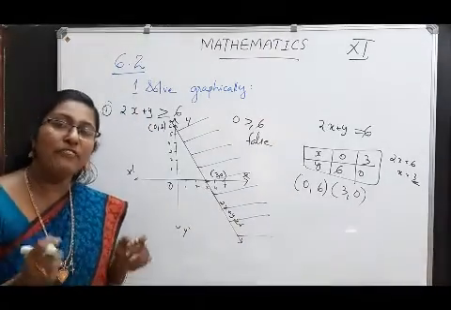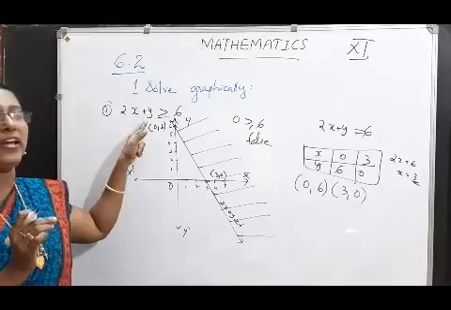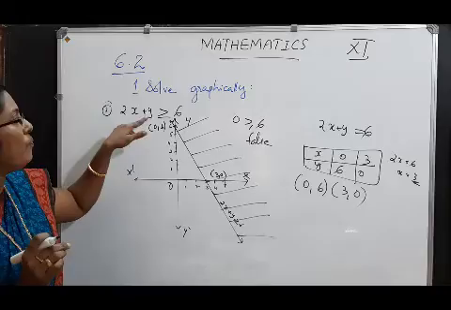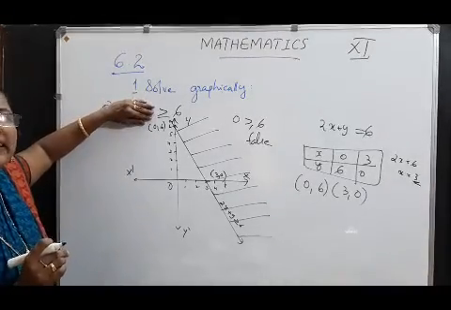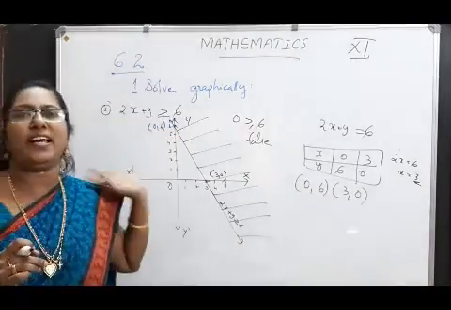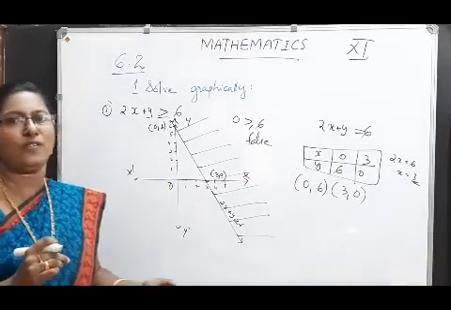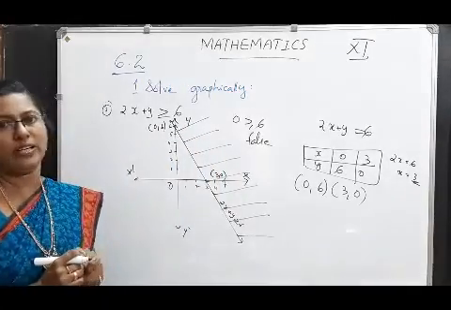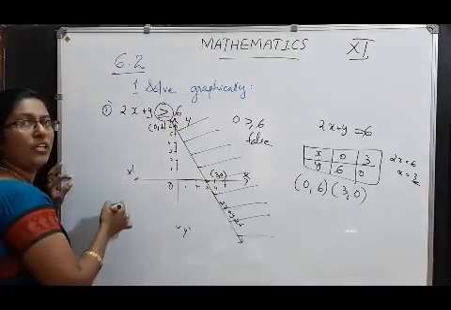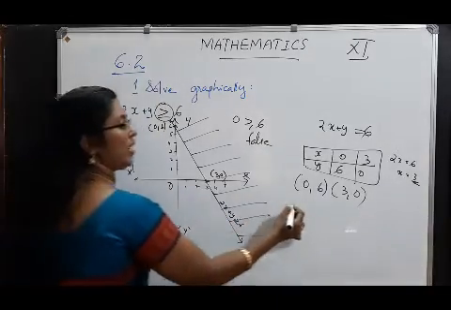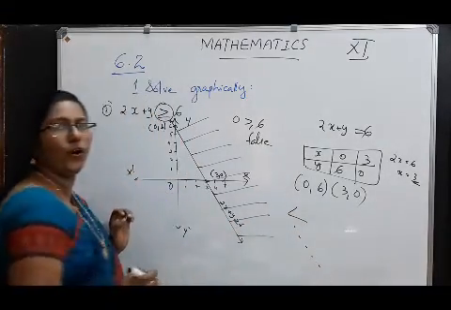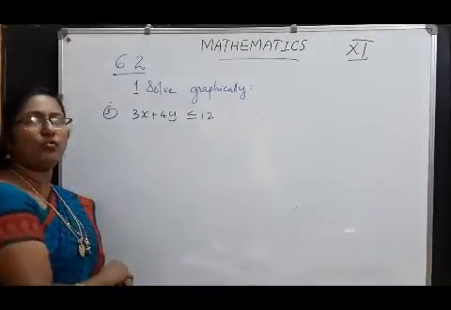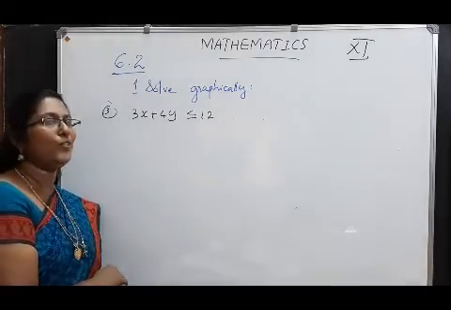When you find the region, first of all, substitute the x value and y value as the origin, 0, 0. Is 0 greater than 6? Never. That statement is false. So our region does not include the origin. If it is a slack inequality, you can draw the straight line. If it is a strict inequality, use the dotted line. Okay, clear? One more question. Here the question is 3x plus 4y less than or equal to 12.